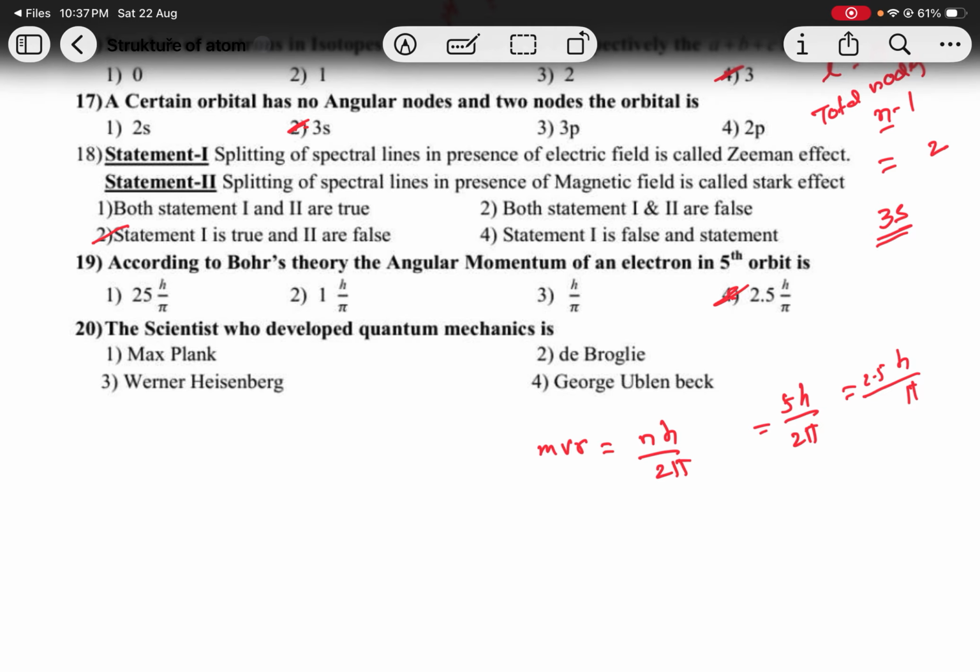Next, the 20th one, the scientist who developed quantum mechanics is: first option Max Planck, second one de Broglie, third one Werner Heisenberg, fourth one George Uhlenbeck. Planck, de Broglie and Heisenberg all made contributions, but Werner Heisenberg along with Schrödinger directly developed quantum mechanics and derived the complete mathematical system. So the third one is the correct one. Werner Heisenberg proposed the Heisenberg uncertainty principle.